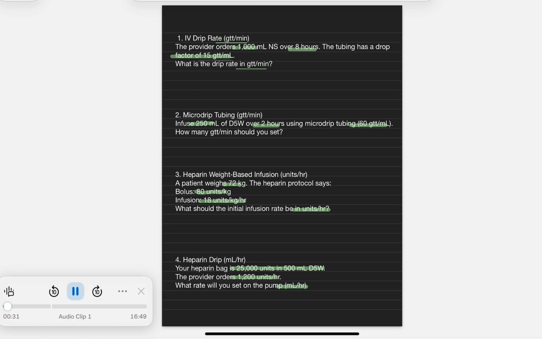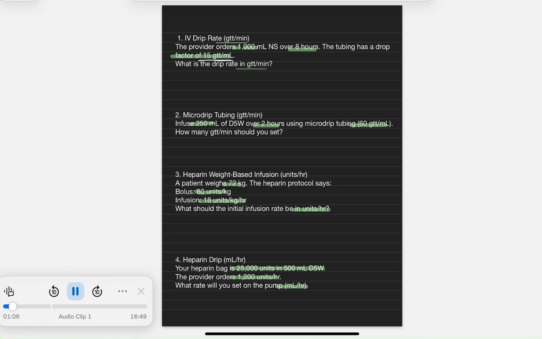So this first question is talking about that IV drip rate. It has 1,000 mLs of normal saline that's going to be running over 8 hours, and our tubing has a drop factor of 15 GTT per min. So when we talk about drop factors, don't forget that unless you have to solve for the drop factor, they should always be given, because different types of tubings will have different drop factors, right?